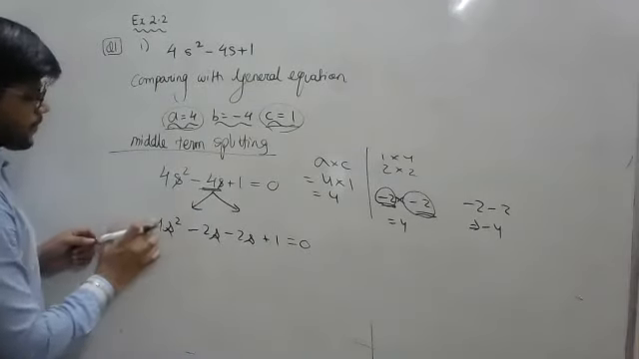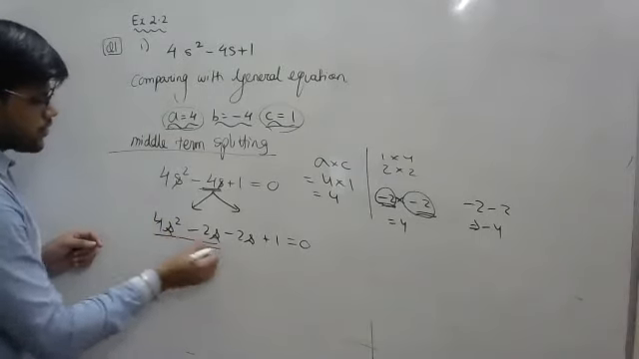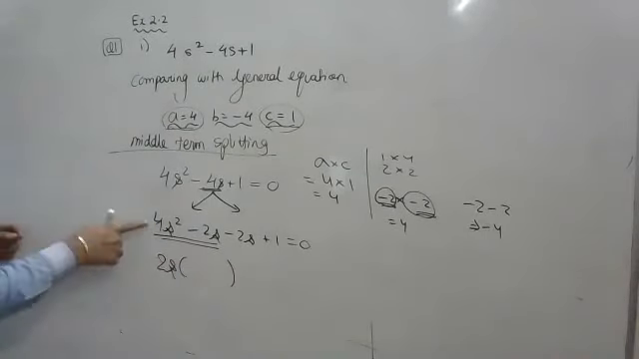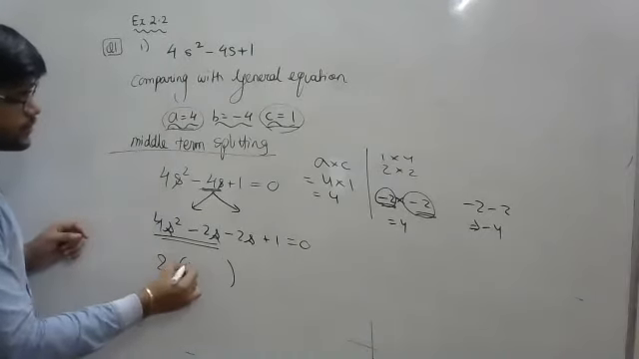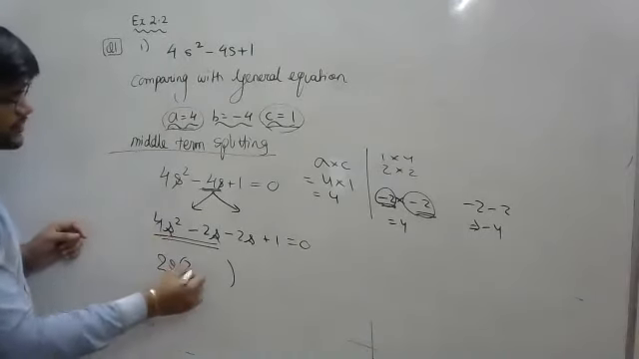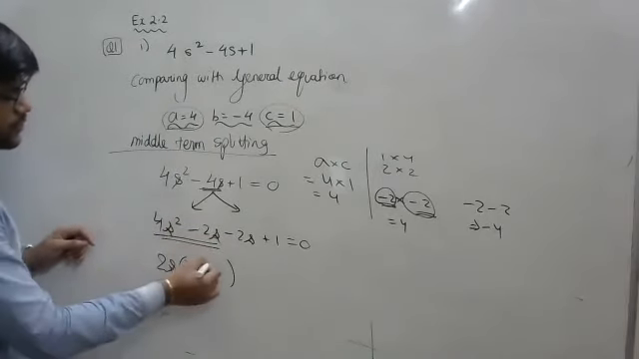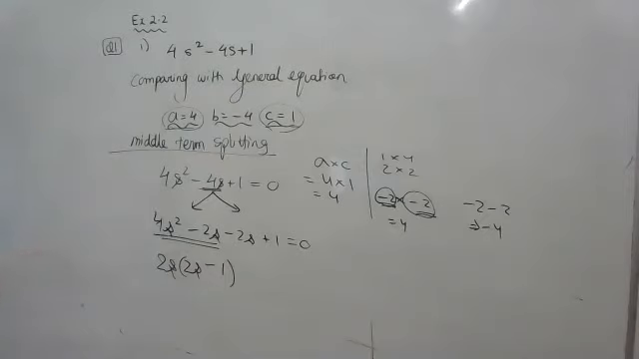Now, we can take out 2 and s common. This is 4. If I take out 2 common, 1, 2 will be remaining. And from s square, if I take 1s out, an s will be remaining. And from minus 2s, if I'm taking 2s out, 1. I hope everyone is clear how to take out the common terms.